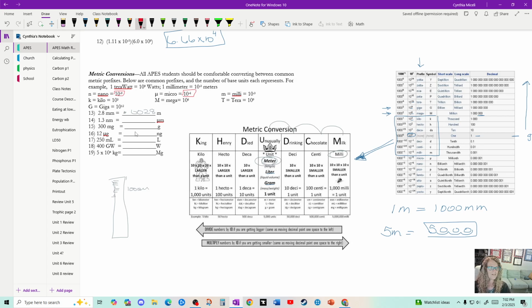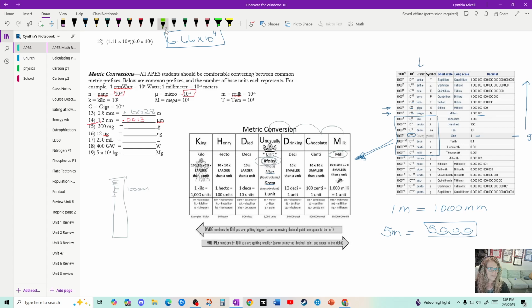So we're going from nano, which is 10 to the negative 9, to micro, which is 10 to the negative 6. So it's kind of like going from milliliters to meters. So it's the same thing. So we're going to divide by 1,000 or move it over 3 times. So 1.3, 1, 2, 3. So it should be 0.0013. 0.0013 micrometers.